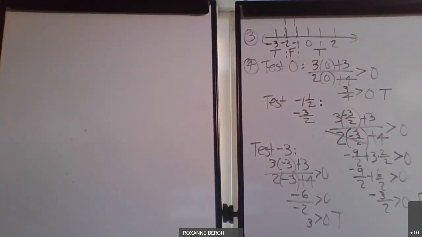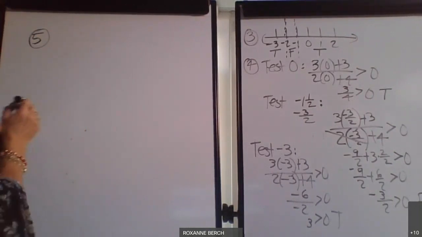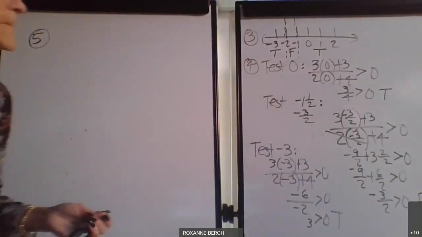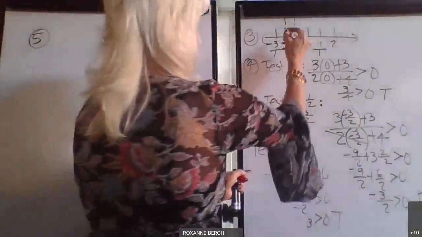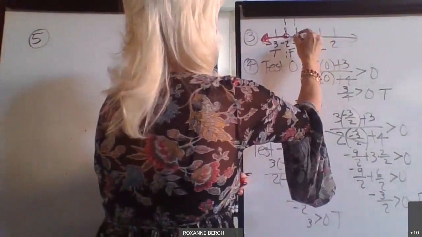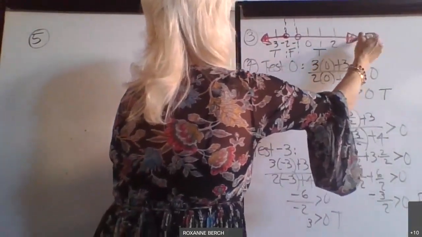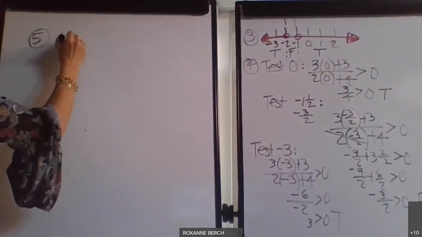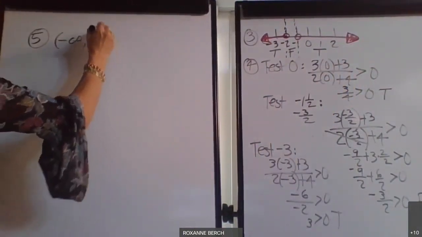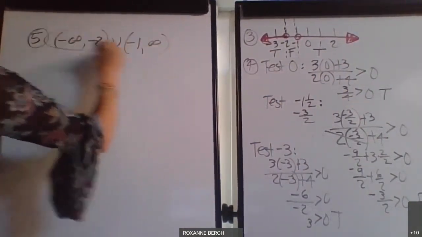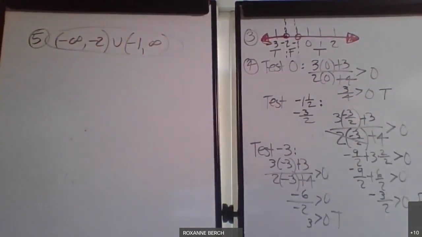All right, so number 5 is our answers, and here's what we're going to write. So we have, let me draw it. It was greater than, so it's open going to the left, and it's open going to the right. And so our solutions are negative infinity up to negative 2 open, or open on negative 1 to infinity. So those are our solutions.